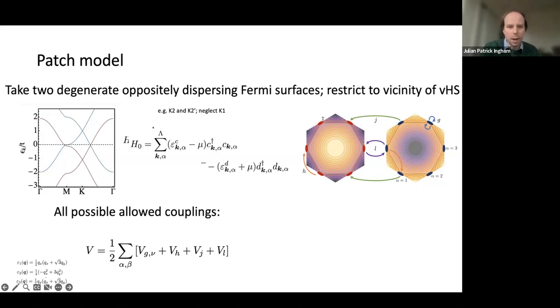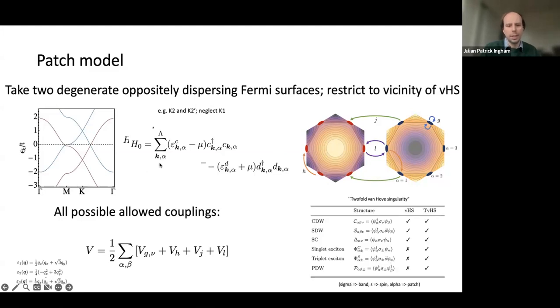We can have umklapp scattering between the two Fermi surfaces. We can have scattering that puts one fermion to the other and takes one from D to C and another from C to D, and so on. And then lastly, we write down all possible order parameters which the system is unstable towards.